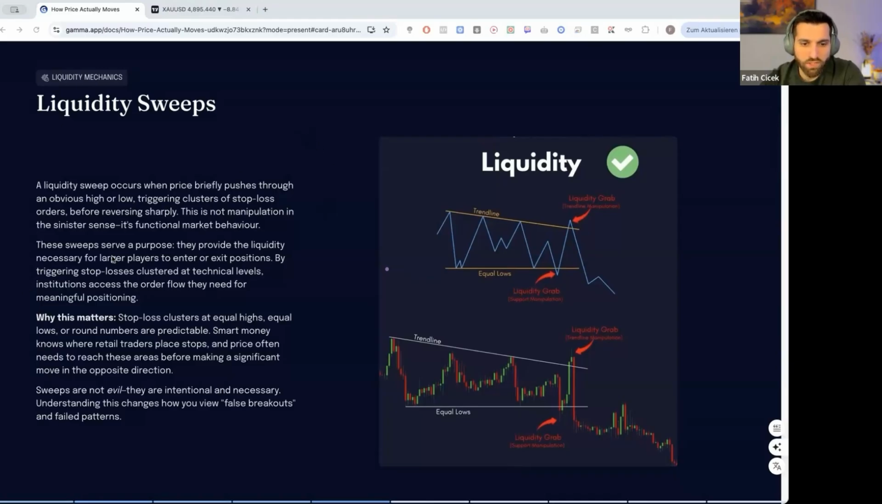Good. These sweeps serve a purpose. They provide liquidity necessary for large players to enter or exit positions. And by triggering stop losses clustered at technical levels like support and resistance, institutions now access the order flow they need for meaningful positioning. So these sweeps are not evil, they're intentional, and they're necessary for price to give us huge moves.